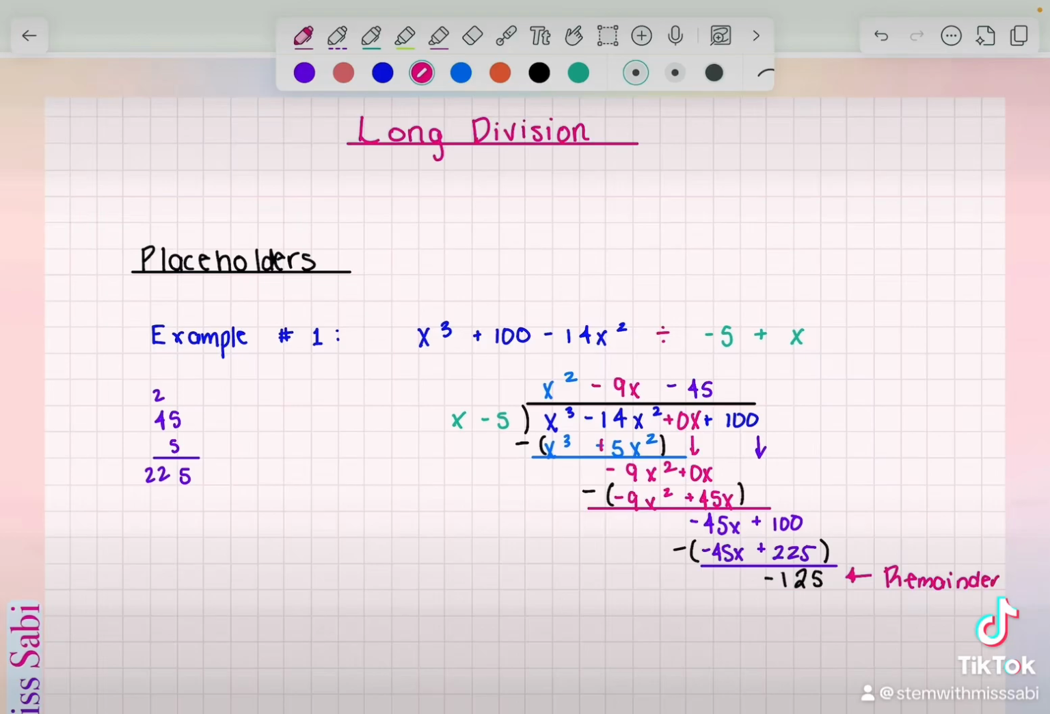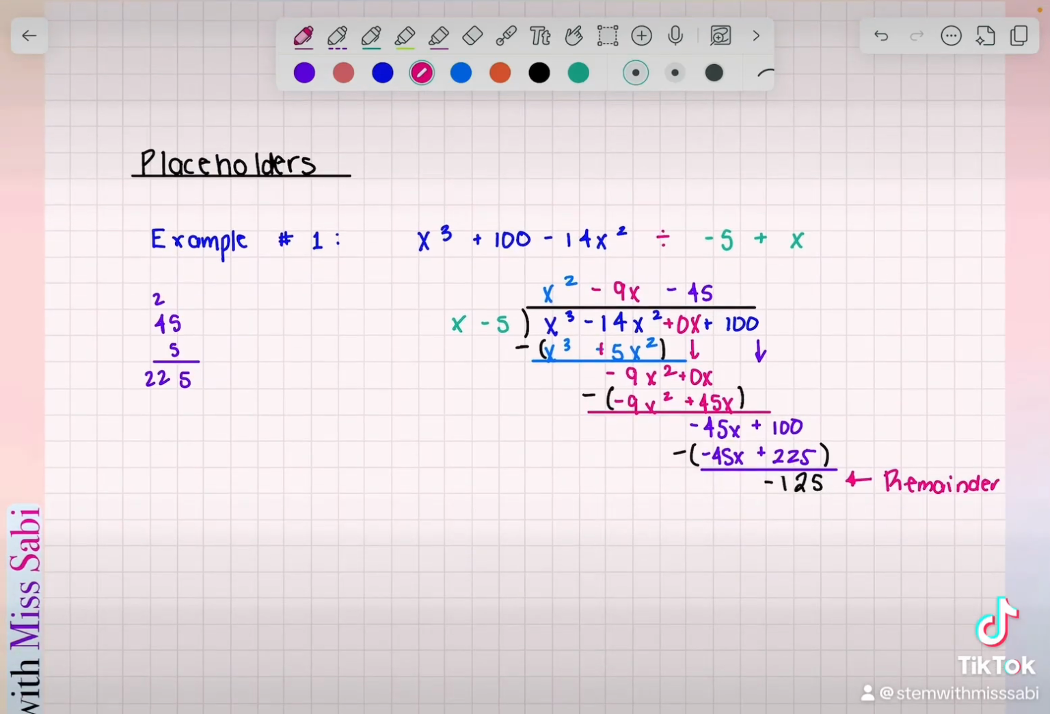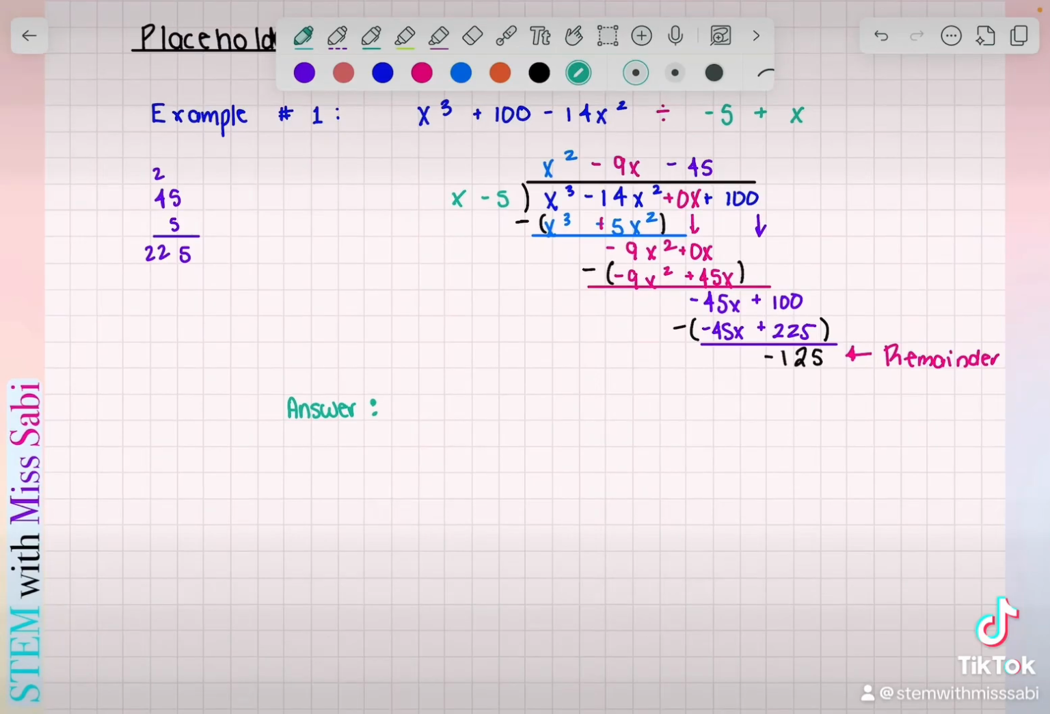And we don't just say, hey, we have a remainder of negative 125. That's not how we do it. We have to actually include that in our answer, right? So remember, long division is basically a form of, it is a method for factoring, right? So it comes into the factoring chapter. So our final answer is going to look like this. So we are going to write what our answer was. So our answer, let's just make that clear. What is our answer?